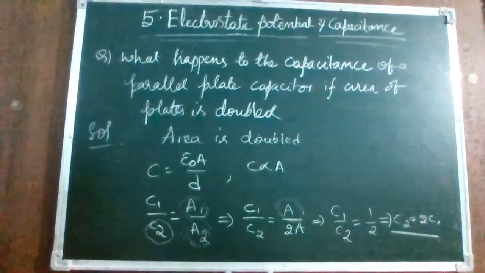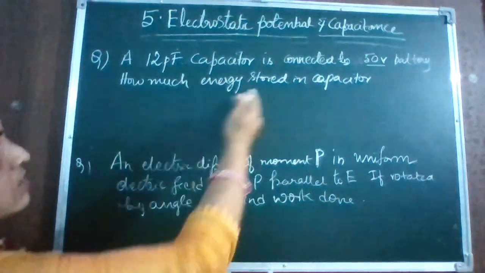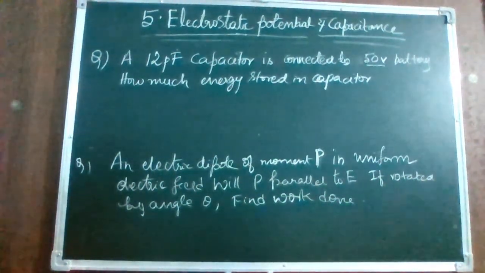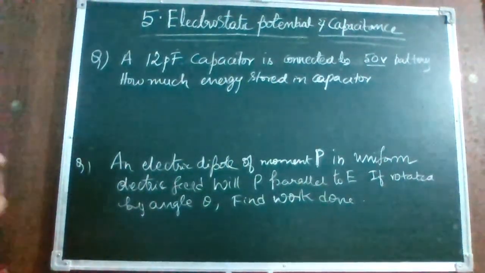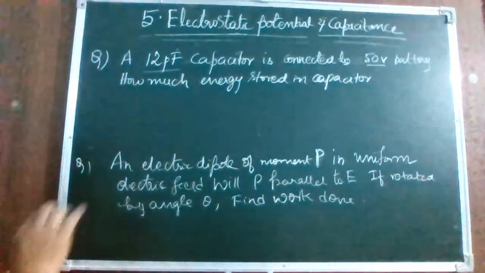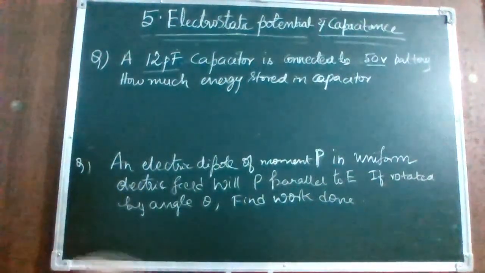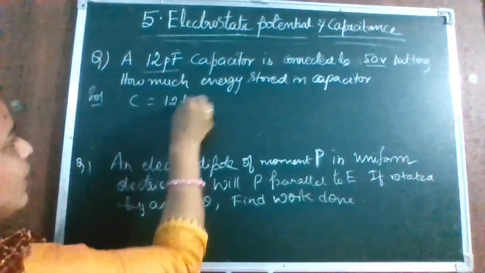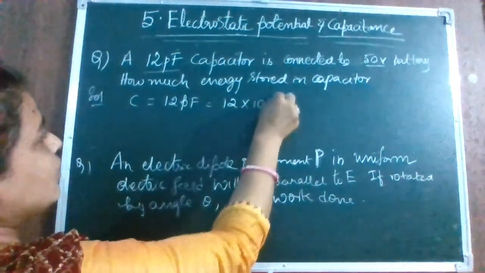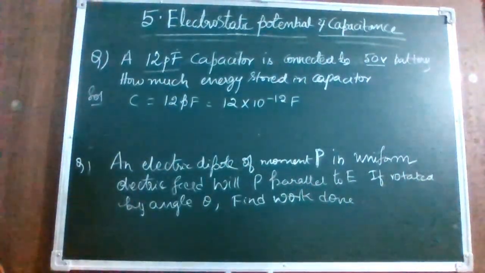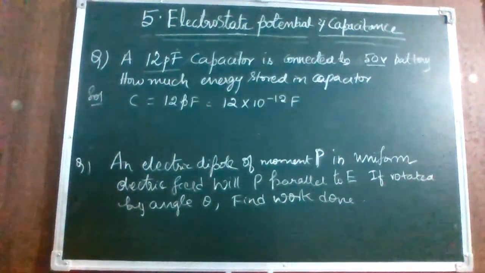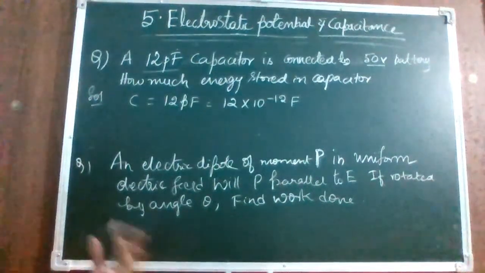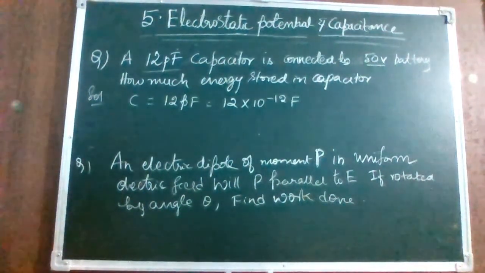Okay, and the next problem is: a 12 picofarad capacitor is connected to a 50 volt battery, and how much energy is stored in the capacitor? He asks. We have the formula for the energy stored in a capacitor, but he has given the capacitance as 12 picofarads. First we have to convert that into farads. So the solution: the capacitance is 12 picofarads, so 12 into 10 to the power of minus 12 farads. 1 picofarad is equal to 10 to the power of minus 12 farads. Even if he gives microfarads, millifarads or picofarads, we have to convert first into farads, then substitute in the problem.